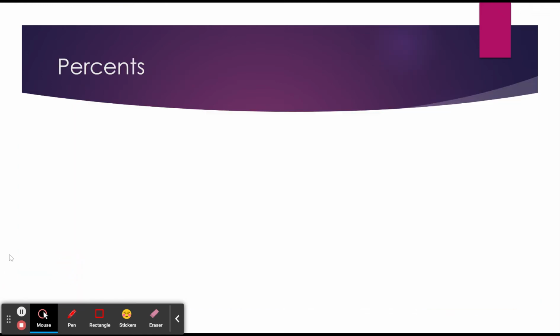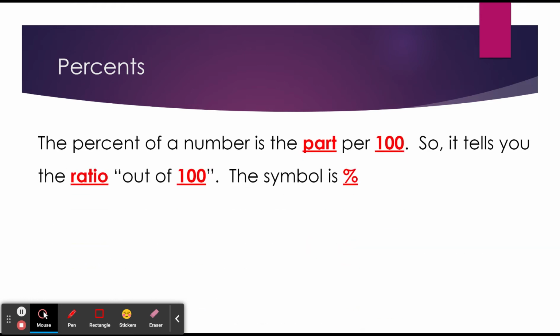All right, get your pencils ready. You're going to be filling in as you see red words this time coming up. So follow along on your notes. The first one, a percent of a number is the part per 100. So it tells you the ratio out of 100, and the symbol is the percent sign.